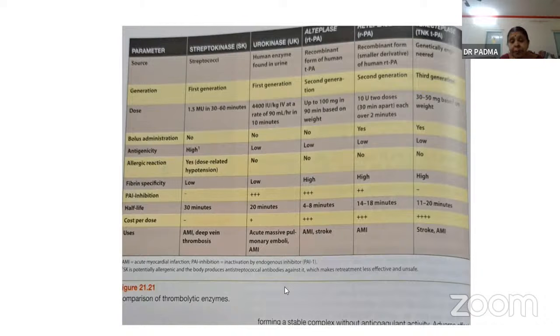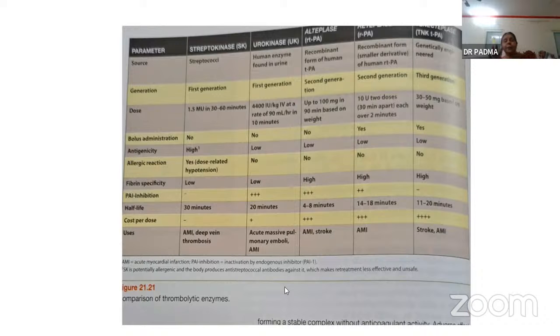The dose is less because there is no question of antibody developing or any reaction developing. So 4,400 international units. And the second point, what I forgot to tell you, is that it binds both to bound fibrin and circulating fibrin. So when it binds to both, bleeding is more.